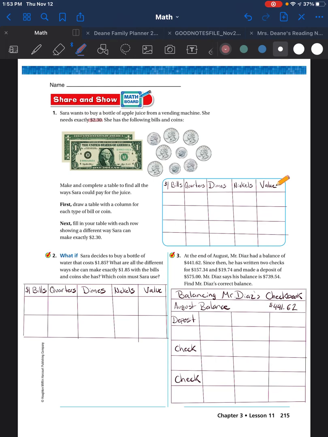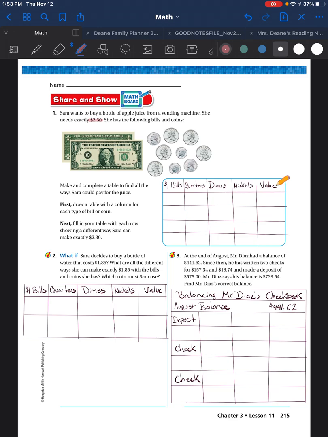So we know that there's many different ways that we could make $2.30 depending on the money that we had to do it. So it says first draw the table, which you can see that I did. And then it says fill in your table with each row showing a different way Sarah can make exactly $2.30.